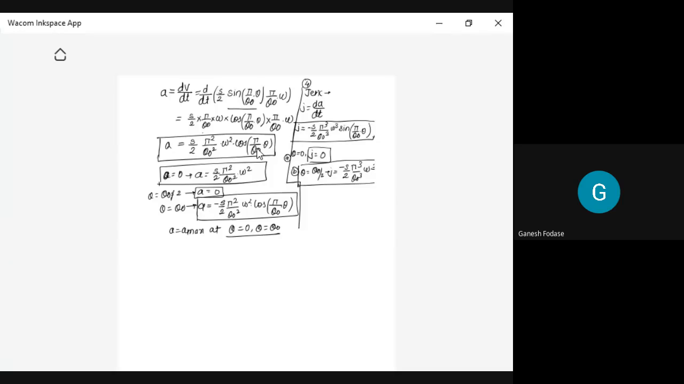So jerk is maximum here. Why am I saying maximum? Because I know that at theta is equal to theta O, sine 180 is 0. So jerk is 0 again. So jerk is 0 at theta is equal to 0, at theta is equal to theta O, and it is maximum at theta O by 2. Now based on this information, can you draw graphs?